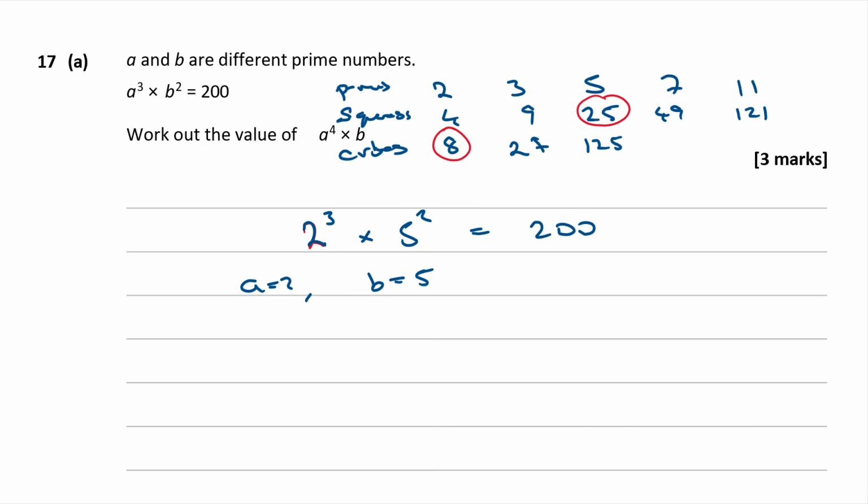So work out the value of a to the power 4 times b. So a to the power 4 times b is going to be equal to 2 to the power of 4 times 5 then, isn't it? Okay, so what's 2 to the power 4? 2, 4, 8, 16. It's going to be 16 times 5. 16 times 5 is 80. Okay, yeah, so it's going to be 80.